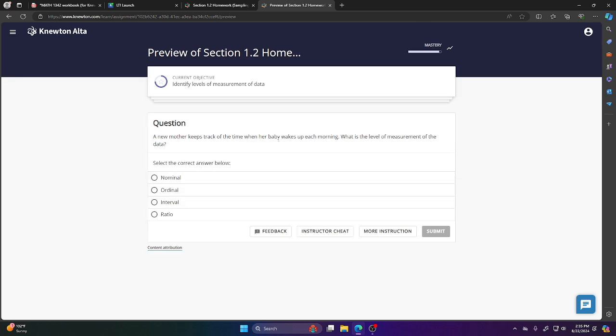Mother keeps track of the time baby's going to wake up each morning. Whoa. Right here, that's important. Time. So she's keeping track of the time when her baby wakes up, right? So you're thinking ratio? Is that what y'all are thinking? Interval. I'm thinking interval too, because it's not like, oh, he slept for 2 hours, right? And it's not even that he slept for like 1 hour and 58 minutes and all that kind of stuff. It's that he woke up at 8 a.m. and he woke up at 3 p.m., right? AM, PM. Does that make sense? So yeah, interval. That's my guess too.